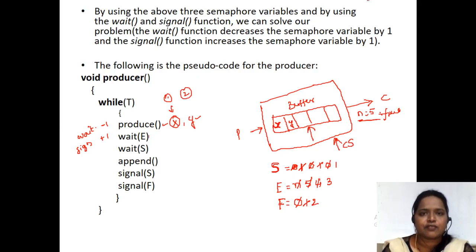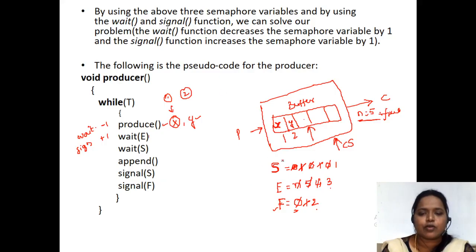Why? Because if you observe, initially full is 0. Now we have produced how many items? 1 and 2, two items. Now full shows the 2 items. And how many empty slots are there? 1, 2, 3, three empty slots are there. Here it is showing 3 empty slots, right? So this is how we produce an item.